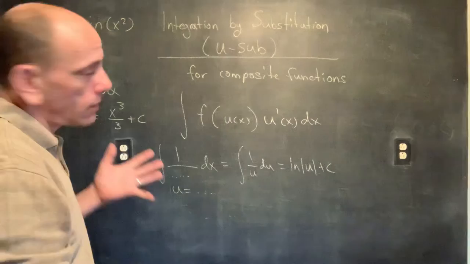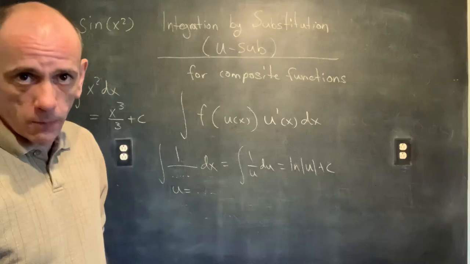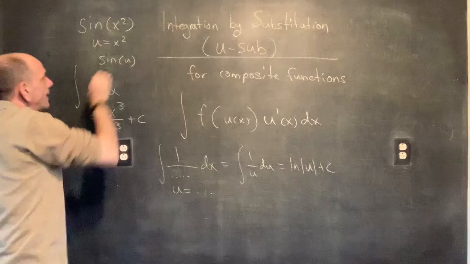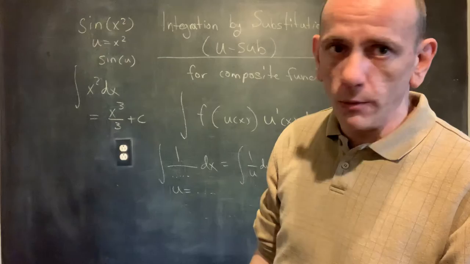And I say, okay, screw this then. Screw dx. I don't like the x dimension. I'm going to create my own dimension, the u dimension, so that I can say u is x squared, right? Which will mean that I can rewrite that as the sine of u. And now that's a basic rule, right? I can integrate that. It's just negative cosine u. No problem.